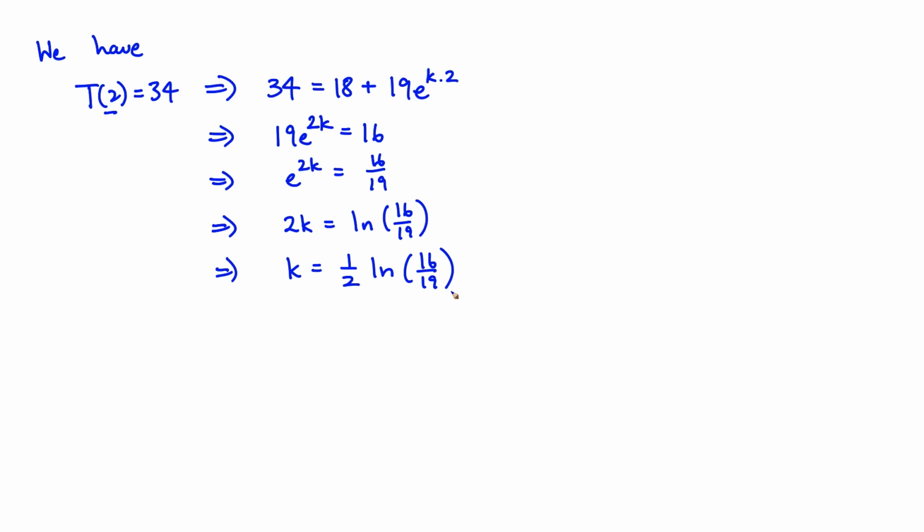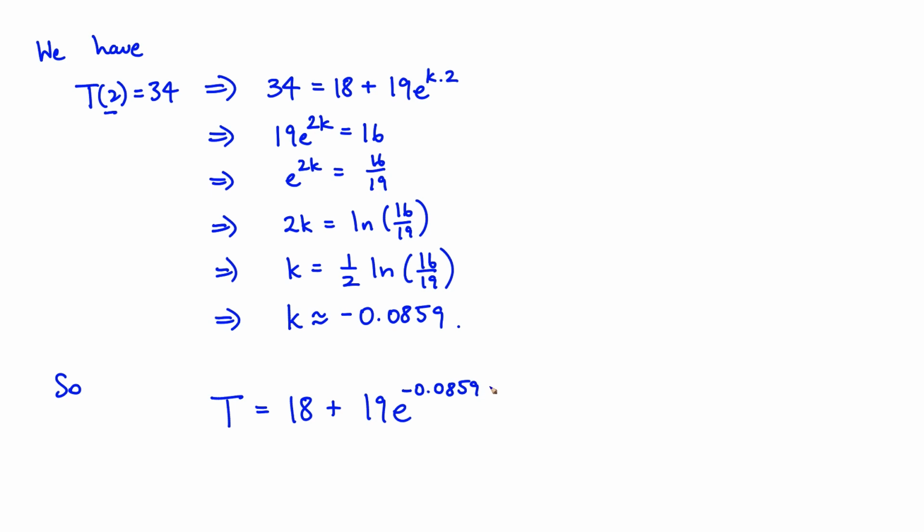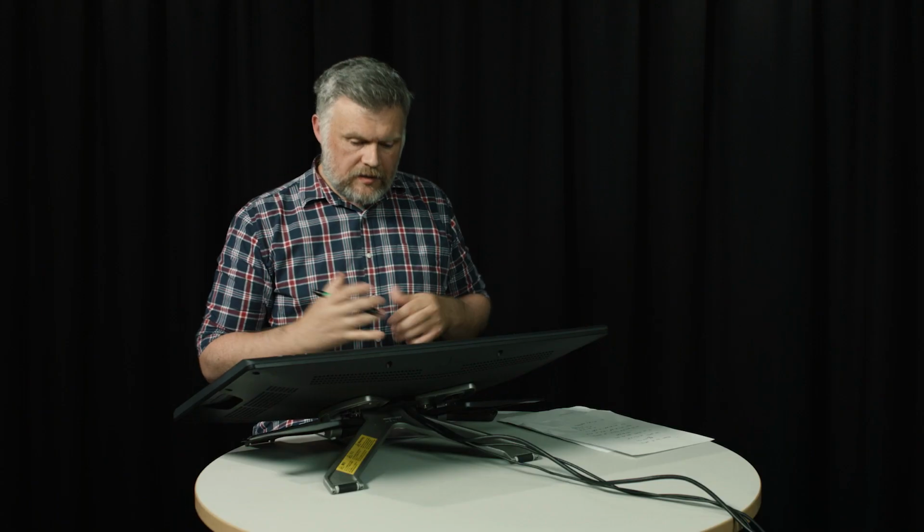Now in these questions, we're happy with taking an approximation here. So if you plug that into your calculator, you get that k is approximately equal to minus 0.0859. Okay, so we have TS, we have A, we have K, and so we can answer part 1. So our function is T is equal to 18 plus 19 e to the kt, with k being minus 0.0859 t. That's our temperature function.